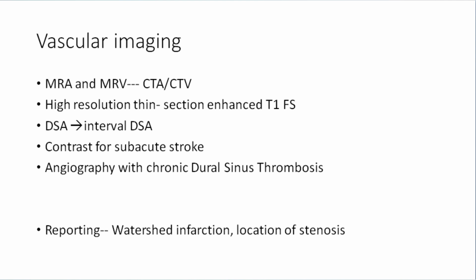Then you can do CTA, CT venogram, which gives you somewhat better imaging of the vessel wall compared to MRA. Naturally there are other modalities, other magnets, whatever you can play around with. Someone may be more comfortable with one type of imaging as well. Then you can do high resolution thin section enhanced T1 with fat suppression, looking for what kind of plaque it is in the neck. Is there a hemorrhage in it? Is it a fibrofatty plaque? What kind of plaque is it?